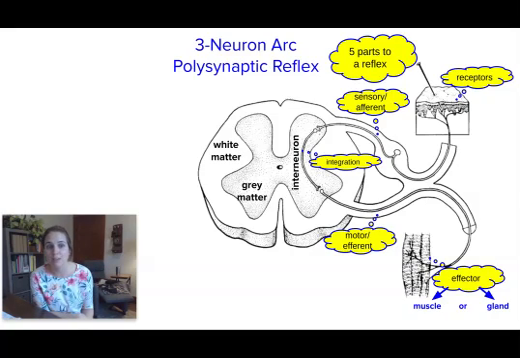And this is what I think is so cool about the nervous system, is the only thing you control. Think of everything you've done today. The only thing you control are muscles and glands. The only thing you consciously control are muscles.